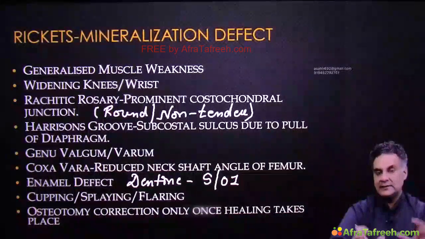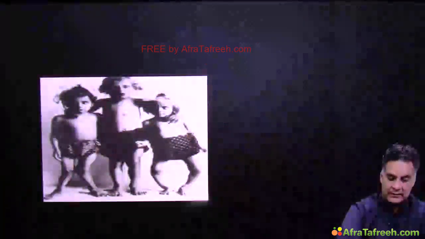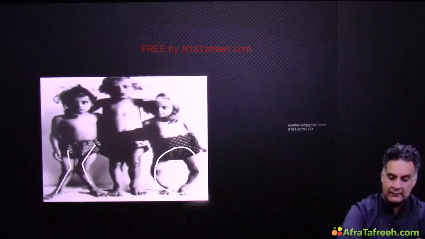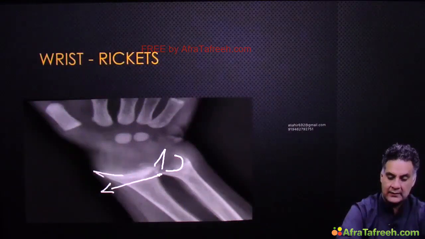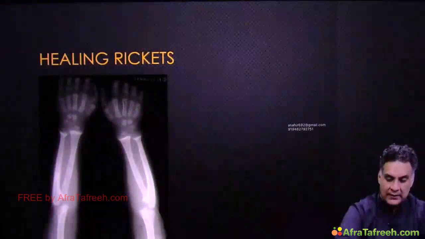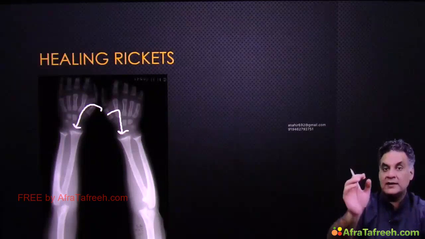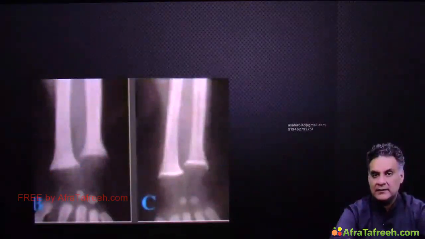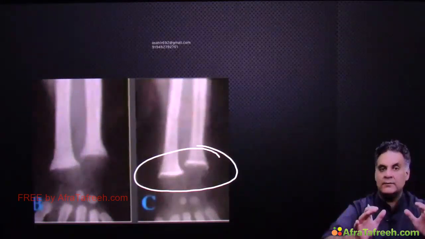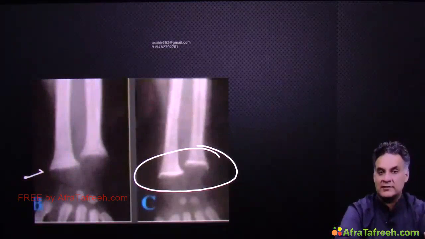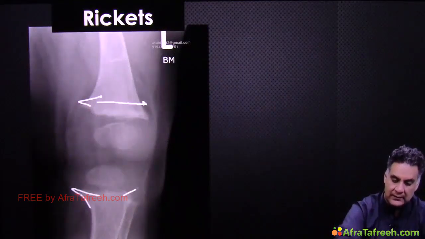When you look at rickets, this is the rachitic rosary that we spoke about. This is genu valgum or genu varum. Cupping, splaying, flaring. You treat it with calcium and vitamin D and you will see a white line of Frankel. The white line of Frankel is classical of scurvy, also seen in healing rickets. So out of B and C, it is healing because you see the white line, and the cupping, splaying, flaring have also gone down. This looks hazy. This looks more focused. In rickets, there is widening and flaring.